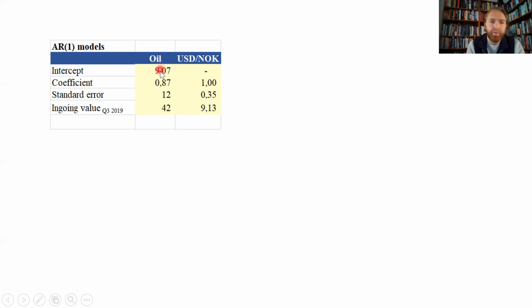But we execute these regressions and then we write the information we get from that into Excel here. So this is the intercept and this is the AR1 coefficient, and then we need a standard error as an indicator of the uncertainty around that forecast. Again, we're going to need the ingoing values to be able to generate forecasts for the next quarter.